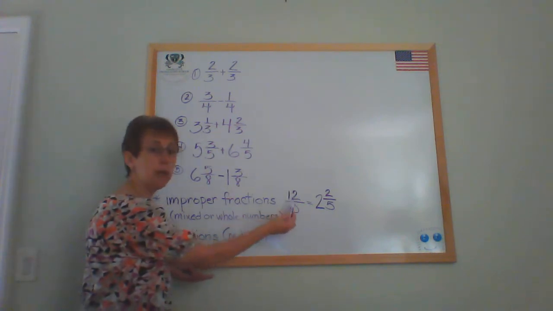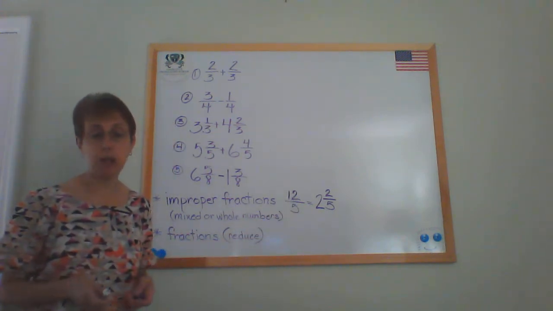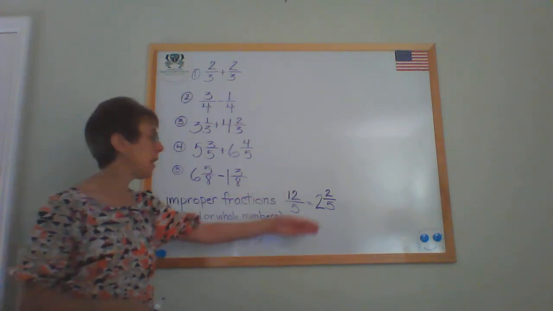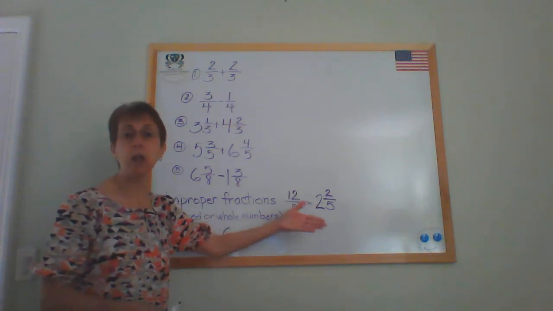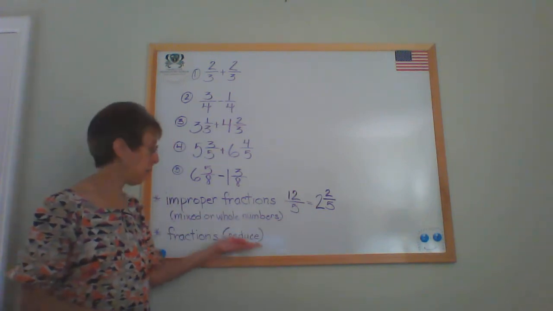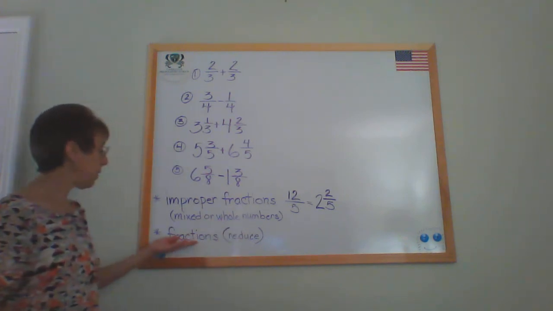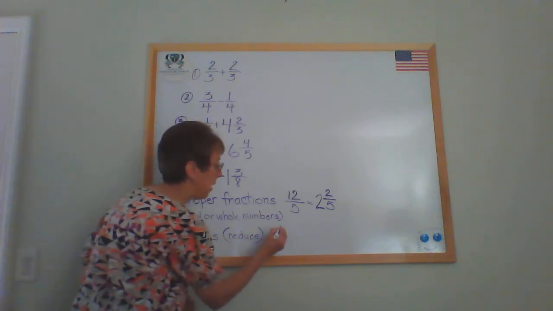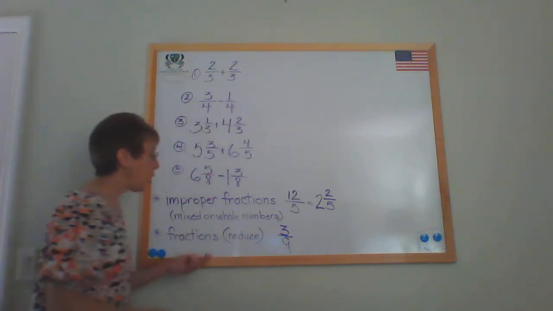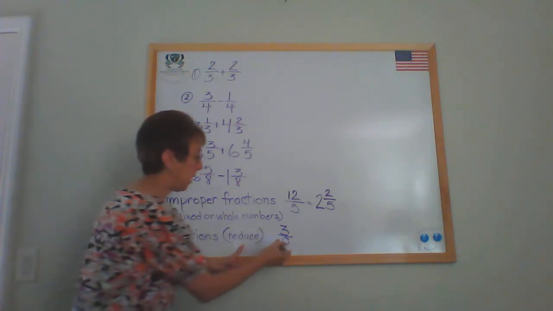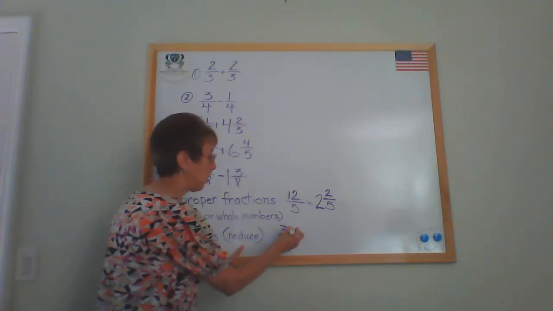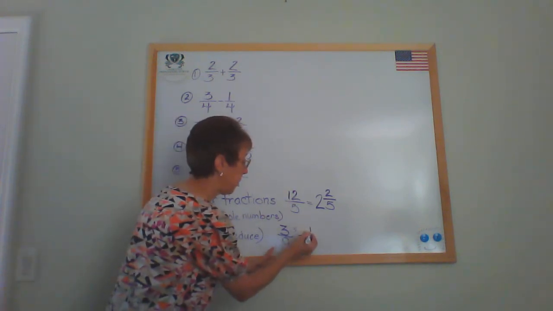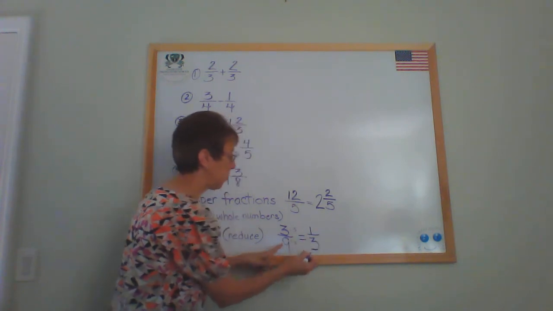Anytime you end up with an improper fraction, you cannot leave it that way. You have to do the division, and sometimes you'll end up with a mixed number, and sometimes it will go evenly and you'll end up with a whole number. And anytime you have an answer that is a fraction, so let's say you had 3/9, you need to make sure that you reduce it. With 3/9, you divide both the numerator and the denominator by 3. 3 divided by 3 is 1, and 9 divided by 3 is 3, so 1/3.